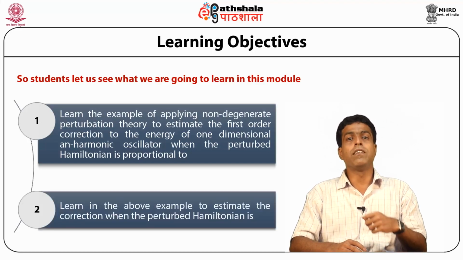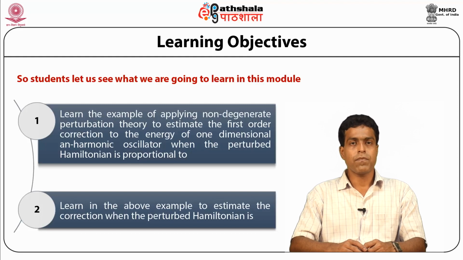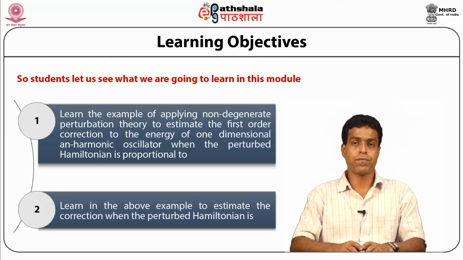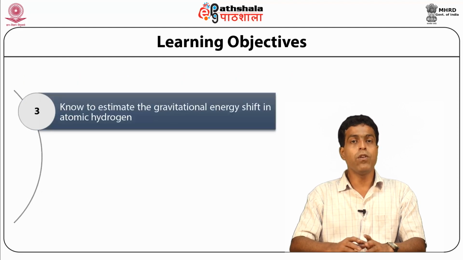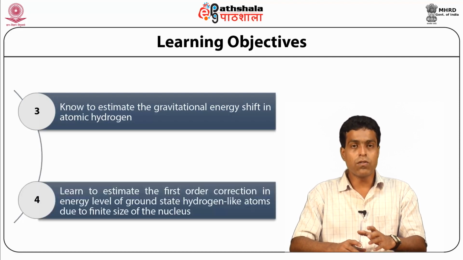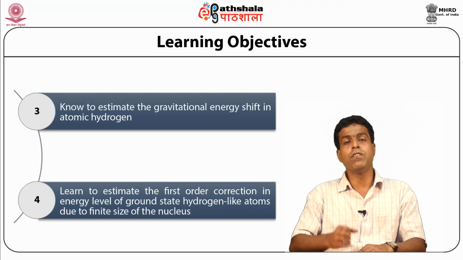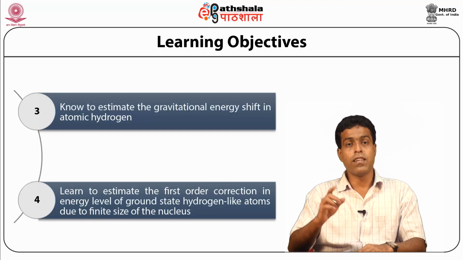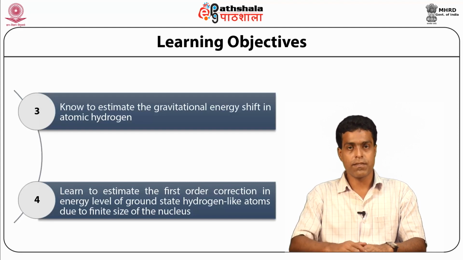Learn the above example to estimate the correction when the perturbed Hamiltonian is H prime equals a x cube plus b x to the power 4. Most importantly, we will learn to estimate the gravitational energy shift in atomic hydrogen. We will also learn to estimate the first order correction in the energy level of the ground state of hydrogen-like atoms due to the finite size of the nucleus.